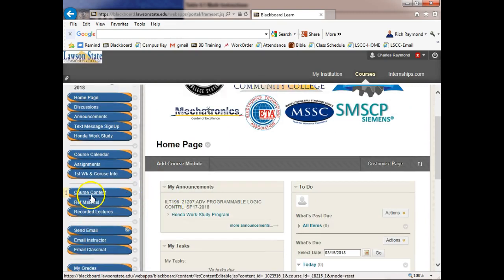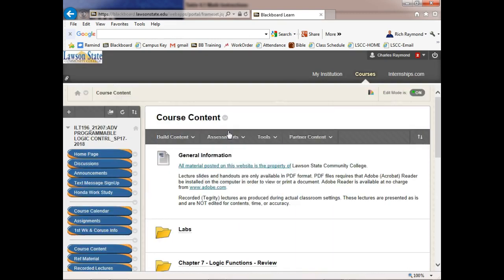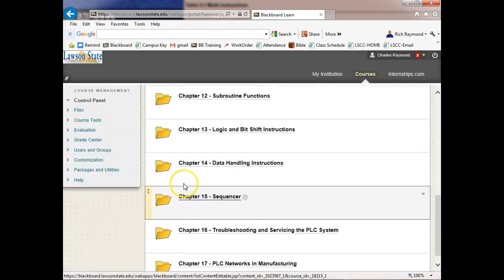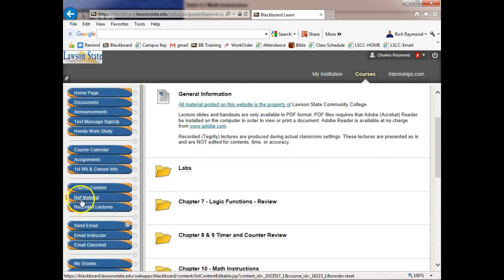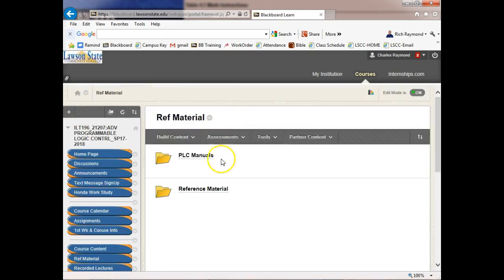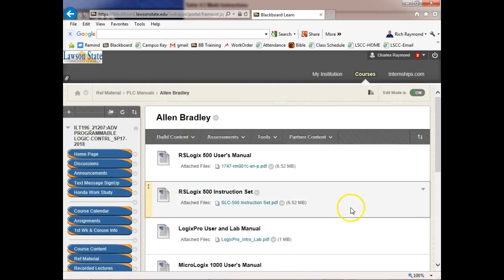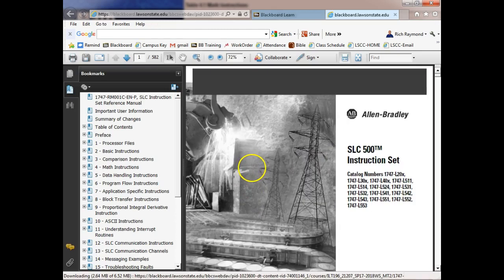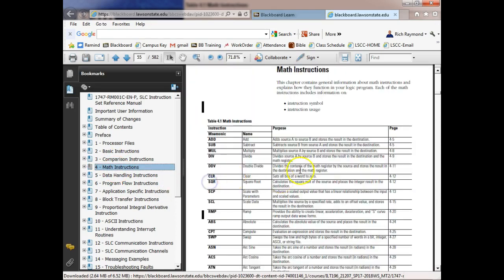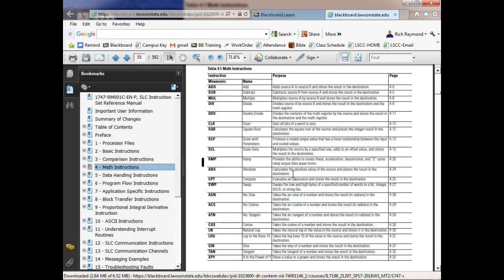So inside course content, and inside, no, it's not in course content. It's in reference material, sorry. Right here it says PLC manuals. And then I can come up here, and I've got not only the manuals for Allen Bradley, but also the Siemens we have. And then I could come over here and look at the user manual. And then I could come down here and look at math instructions. And where did I get this chart from?